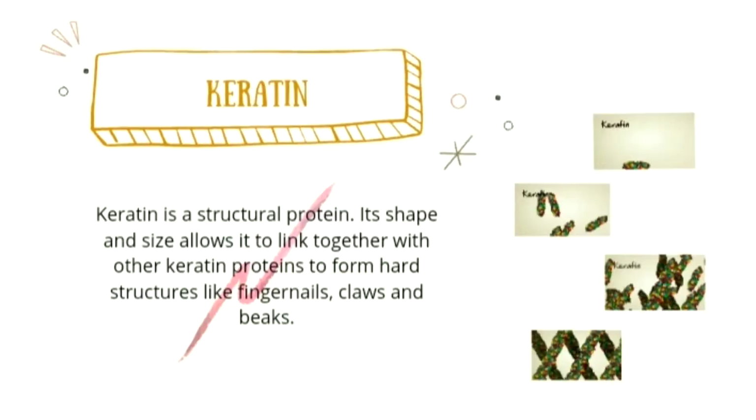Next is keratin. Keratin is a structural protein. Its shape and size allow it to link together with other keratin proteins to form hard structures like fingernails, claws, and beaks.